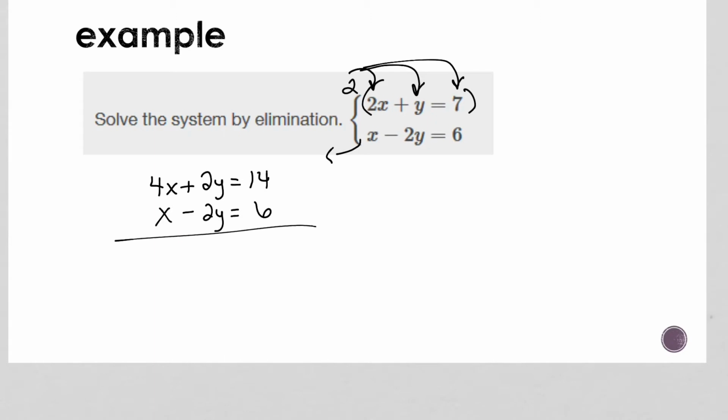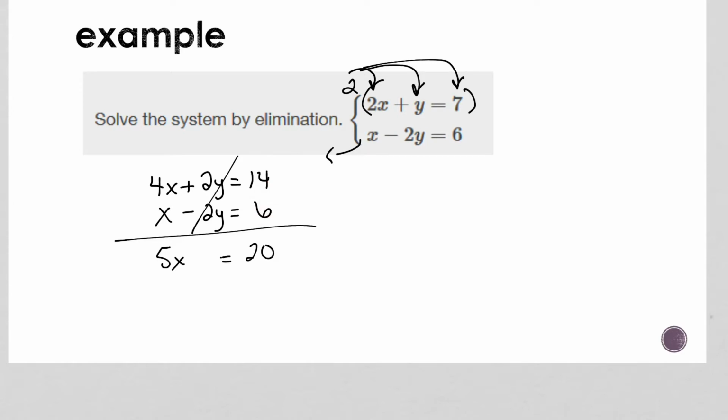Now, check this out. I am going to add these together. I'm going to add my x's together, my y's together, and my constant terms together. Okay? When I add 4x plus x, I get 5x. When I add positive 2y and a negative 2y, they create 0, so they go away. That's what we were hoping for. I'm bringing my equal sign down, and when I add 14 and 6, I get 20.